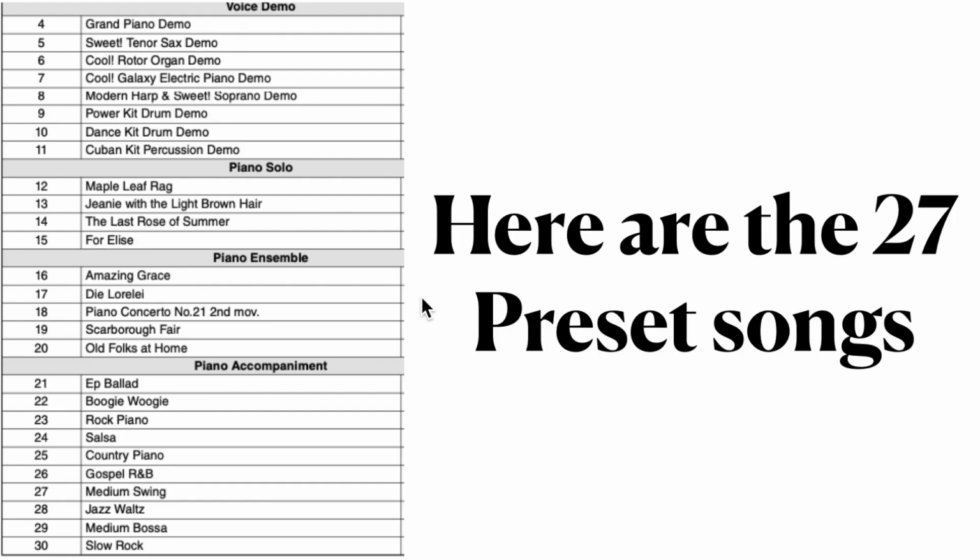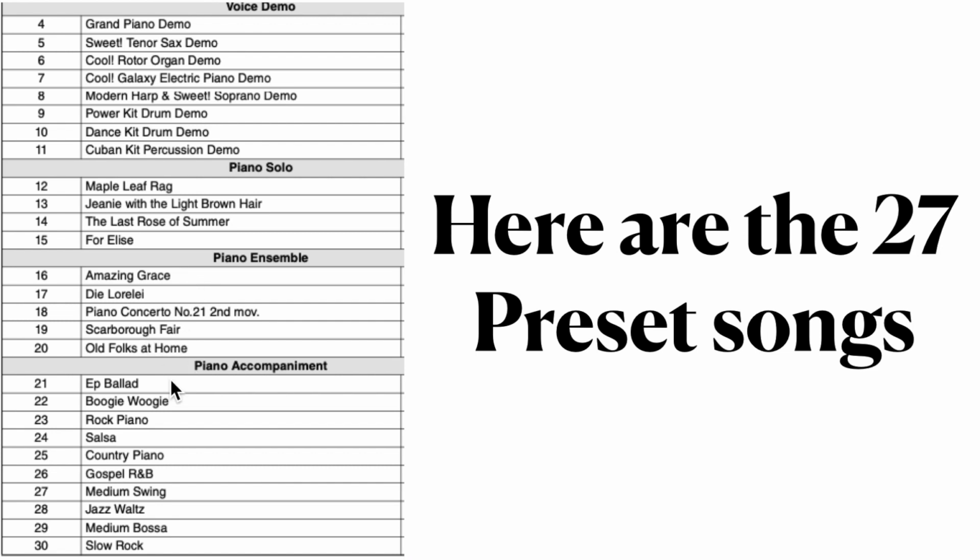And here they are. Here are the songs that are the voice demo, and it shows off the saxophone, the organ, the harpsichord, the grand piano, songs that show off the drums. Then there are 4 songs that are piano solos: Maple Leaf Rag, Jeannie with the Light Brown Hair, For Elise. These are piano only. These are songs that feature the piano but have other instruments in them. Amazing Grace, Scarborough Fair, Old Folks at Home.